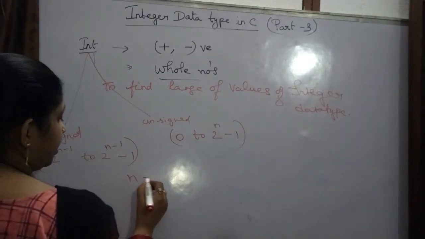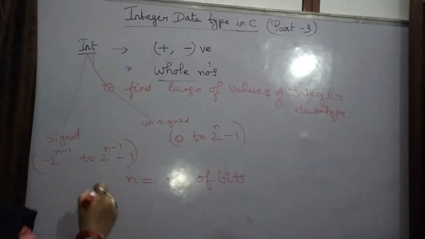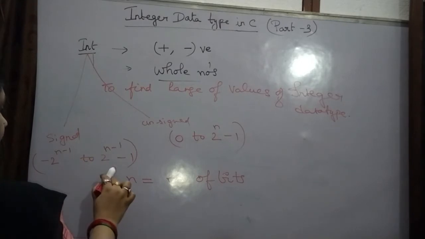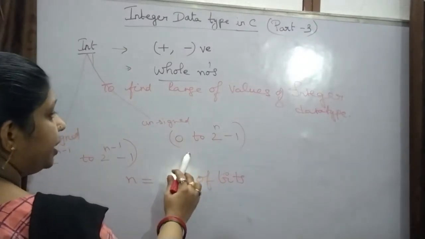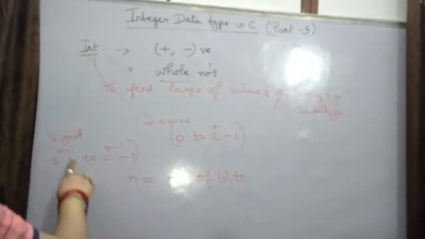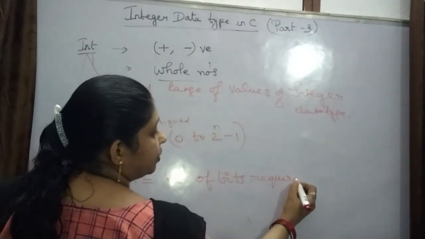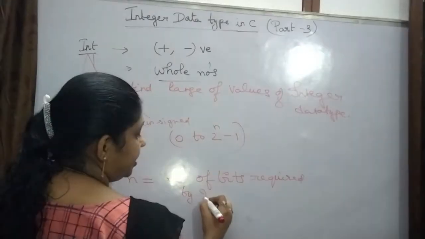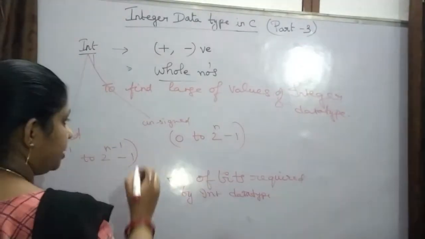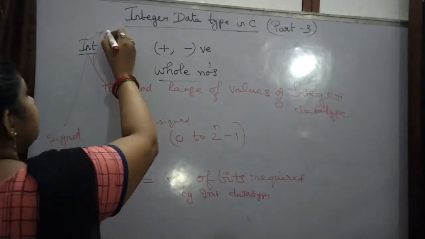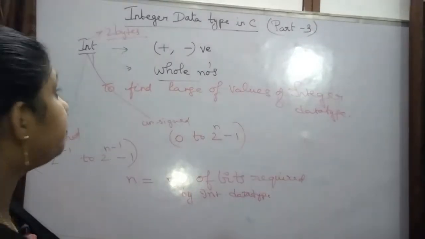Here n is the number of bits. So you have understood: for signed, the range of the values is calculated with this formula, and for unsigned, with this formula. Now, what is n here? N is the number of bits required by the integer data type. Now, what is this number of bits? The integer data type will take 2 bytes of memory.